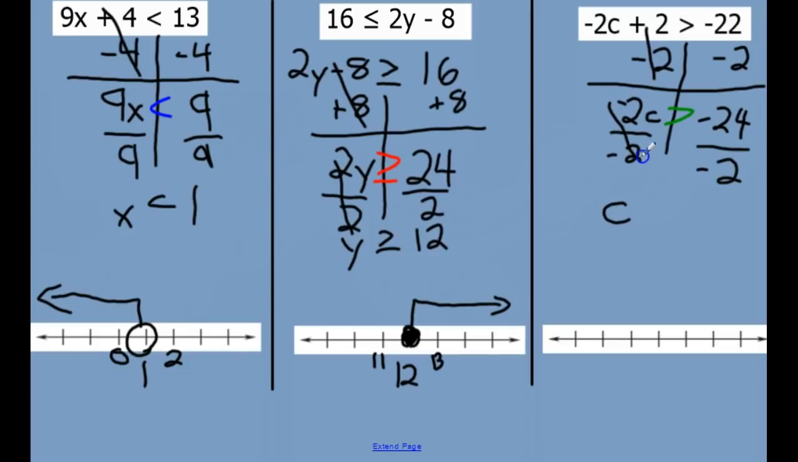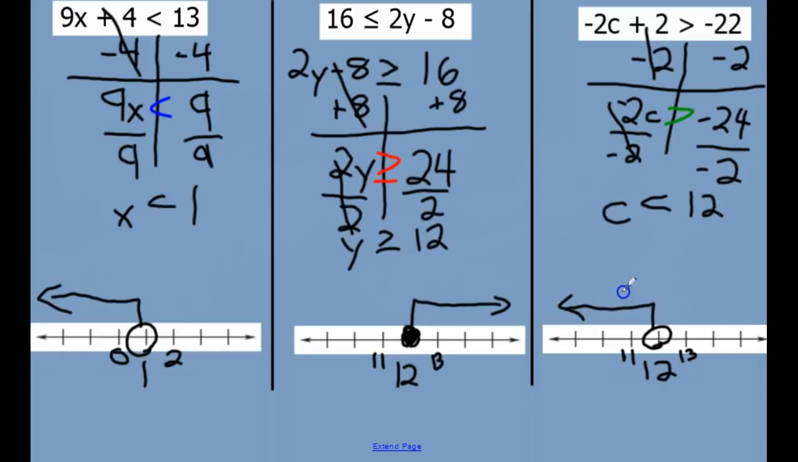Now, we divided by a negative number. If you remember the rule, if we divide or multiply by a negative number, we have to flip the sign. So now instead of greater than, we're going to have less than. Negative 24 divided by negative 2 should give us a positive 12. Because it's a less than sign and not a less than or equal to, we have to draw an open circle. 12. 1 greater is 13. 1 less is 11. And our arrow is pointing to the left.